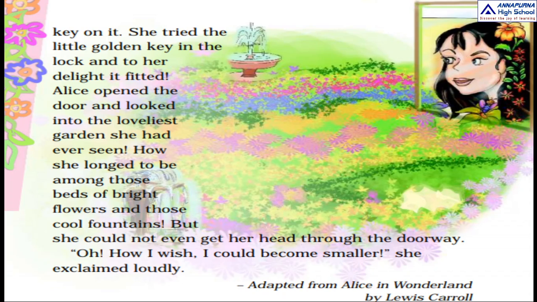So she wished she could become smaller, because the door is very small. That's why she could not even get her head through the doorway. That's why she wished that she could become smaller and get through that small door, so that she can get into the lovely garden and enjoy that beautiful garden. Okay children, so this is our beautiful story, Alice in Wonderland.